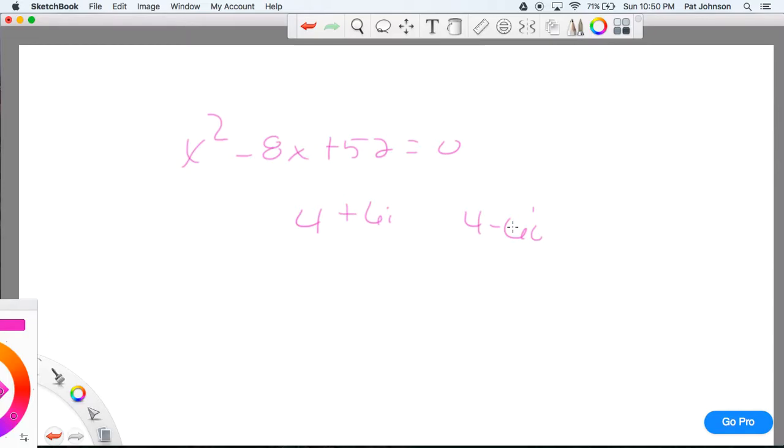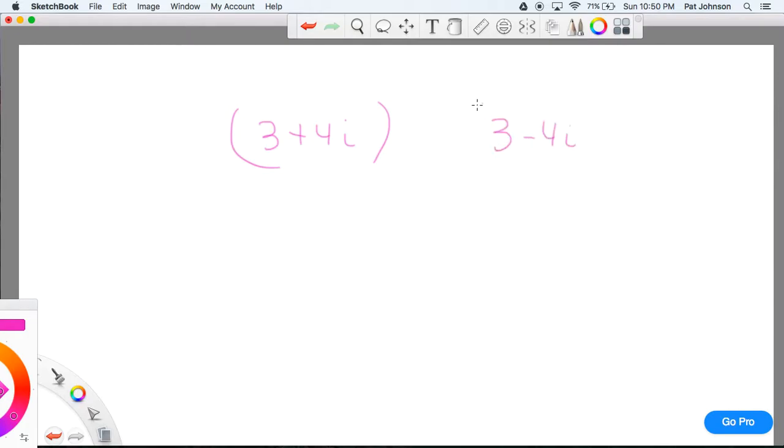So basically we're saying if I tell you that it has a root of 3 plus 4i, you know it's also going to have a root of its conjugate, which is 3 minus 4i. Okay, so you'll have two roots. It's also 0. So let's look at it.